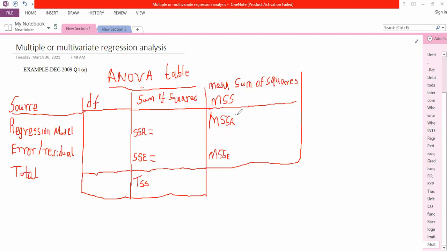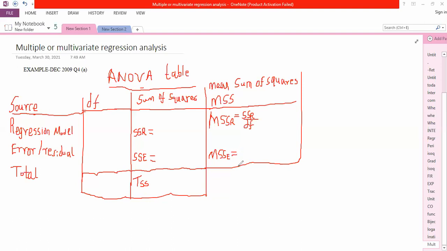So how do I arrive at the mean sum of squares for the regression? You take the sum of squares due to the regression and you divide by the corresponding degrees of freedom.